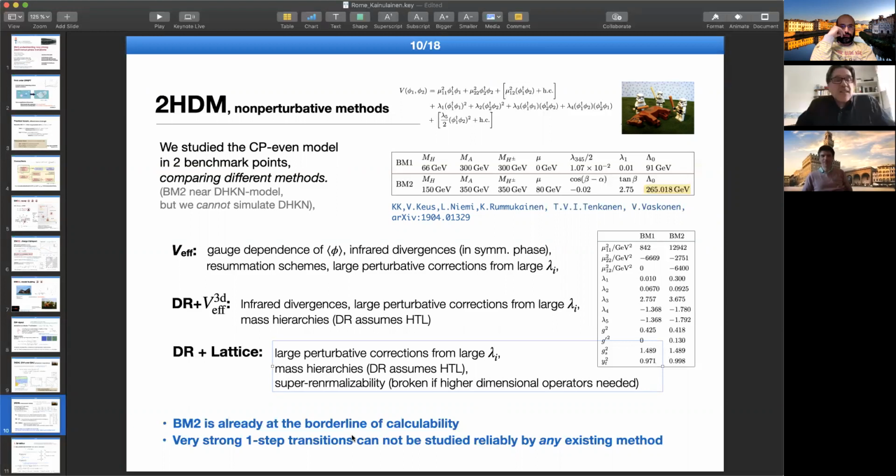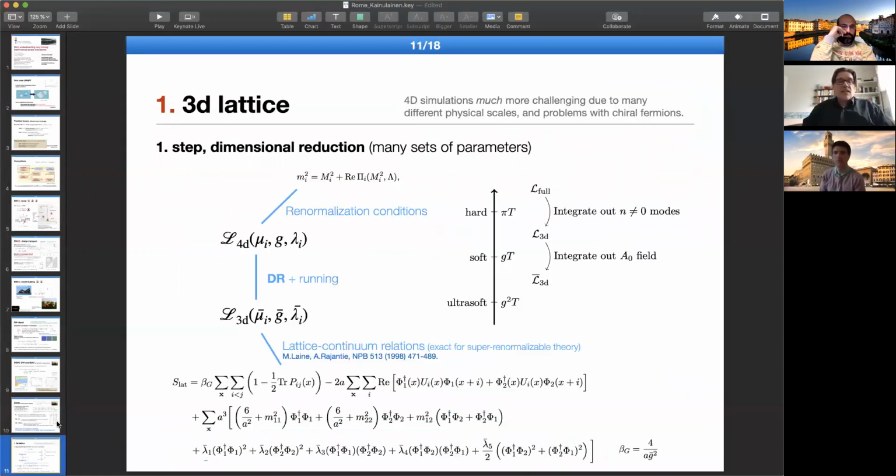So, all right, then I'll just very quickly go through the results section. I already said what the problems are, and I had a slide to explain the dimensional reduction, but this audience may not need it. You understand how you do it: you have to renormalize, run to dimensional reduction, and use the lattice continuum relations to get the whole path from the lattice parameters to the physical parameters. But that's doable, it's just tedious.